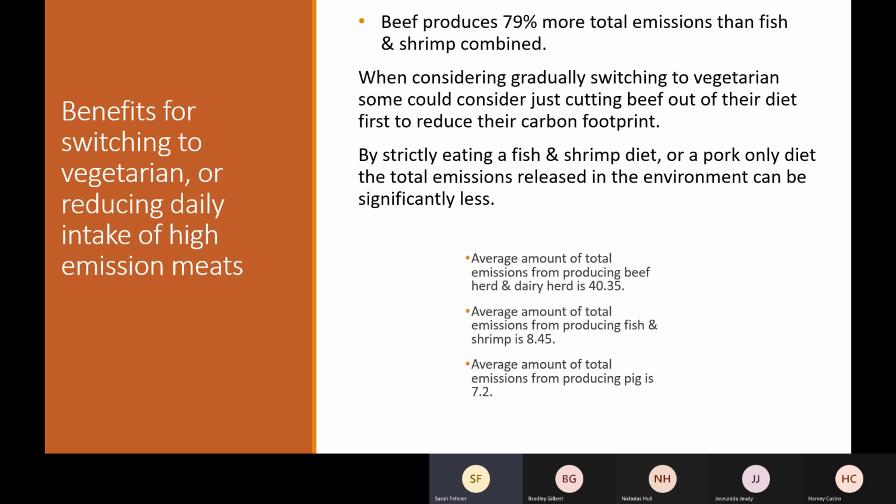And at the end of our analysis, we concluded that meat was the top producer of total emissions in food production, and that there can be benefits to switching to vegetarian or just reducing daily intake of high emission meats. We found that beef produces 79% more total emissions than fish and shrimp combined. So just cutting beef out of your diet could reduce your carbon footprint, or by strictly switching to a fish and shrimp diet or a pork only diet, the total emissions released into the environment could be significantly less.